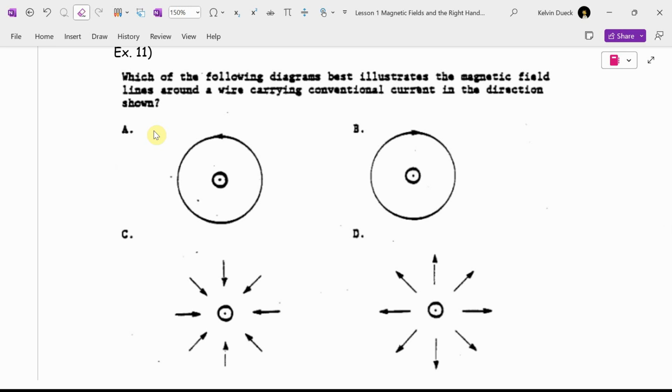Let's read. Which of the following diagrams best illustrates the magnetic field lines around a wire carrying conventional current? This is the current carrying wire, the first one. What was that rule? You point your right thumb in the direction of the current, and your fingers curl in the direction of the magnetic field. What direction is the current in these three pictures? Out of the page. So you're going to point your right thumb out of the page. What's the correct answer? A, B, C, or D? What direction is the magnetic field? Let's see. Out of the page, my fingers curl in this way. It's got to be A.